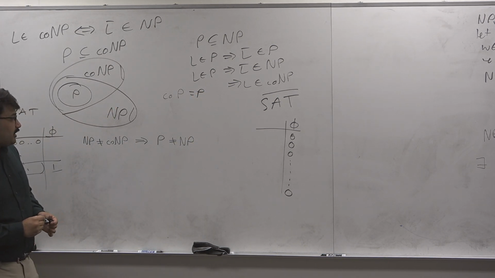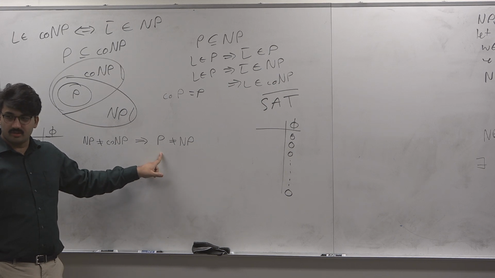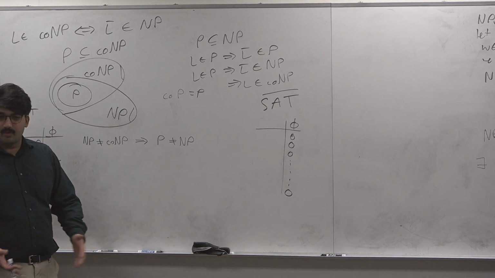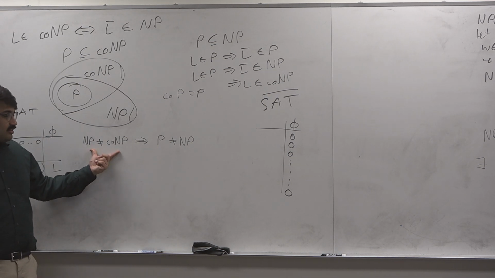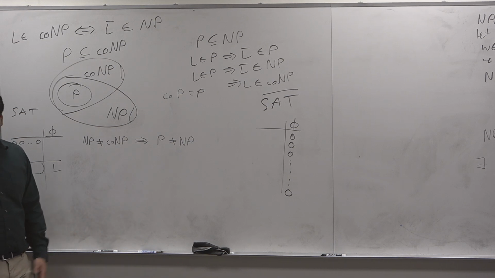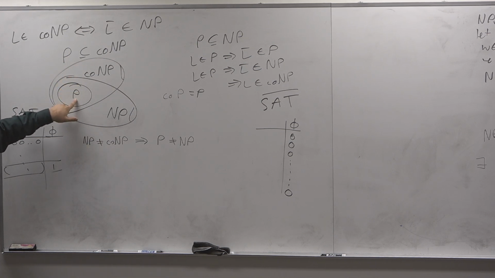So, if NP is not closed under complement, but P is, then they can't be equal. Because if they were the same, they would both be closed under complement or both not closed under complement. But one is closed under complement and the other is not. So they have to be different. That's the answer, right? So the question is are these two equal or not? If they're not equal, then P is not equal to NP as well, okay?